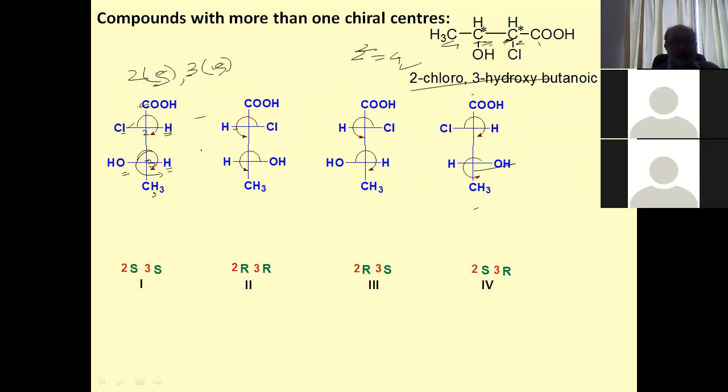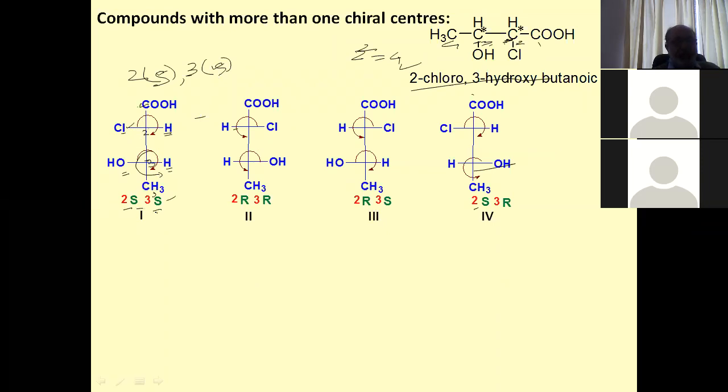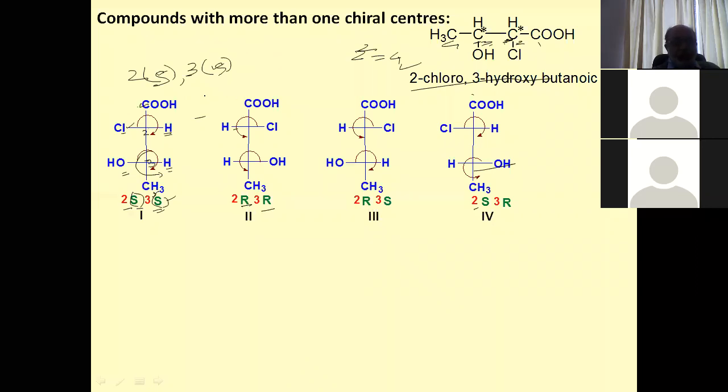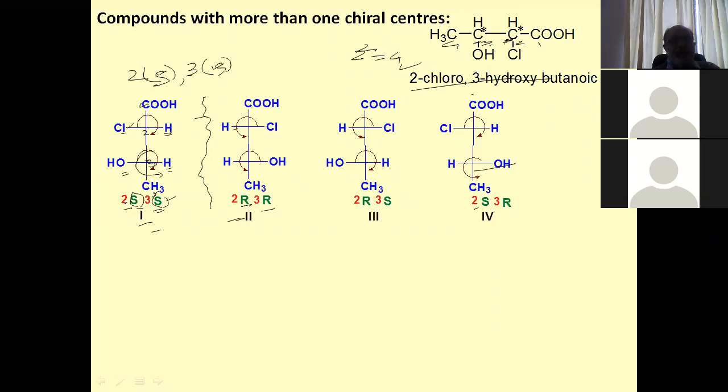So what we write, we have to write like this: 2S, 3S. This S is usually written within bracket. Here also we'll have 2R, 3R. Now, another thing you see, the mirror image of this one, so 1 and 2 are mirror images, so 1 and 2 are enantiomers. And enantiomers will have opposite configuration. When 2 is S here, 2 will be R here. And 3 is also S here, 3 also will be R here.